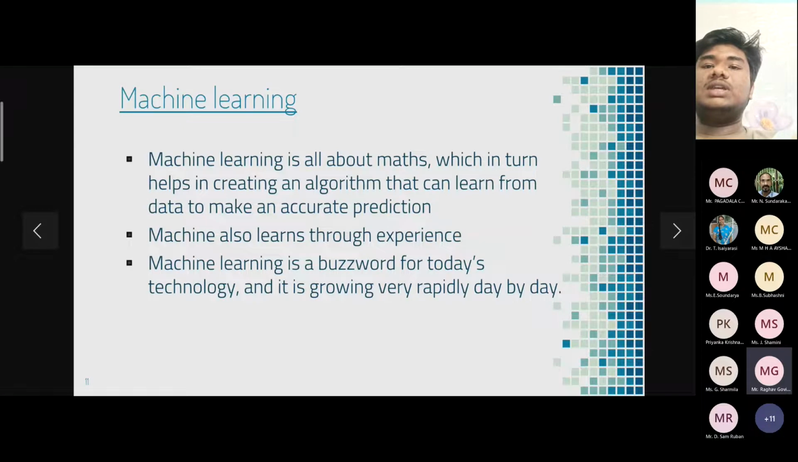Now we are going to see machine learning. Machine learning is all about creating algorithms that can learn from data to make an actual prediction. Also, in machine learning, the machines learn through experience. Machine learning is a buzzword in today's technology, and it is growing rapidly day by day.